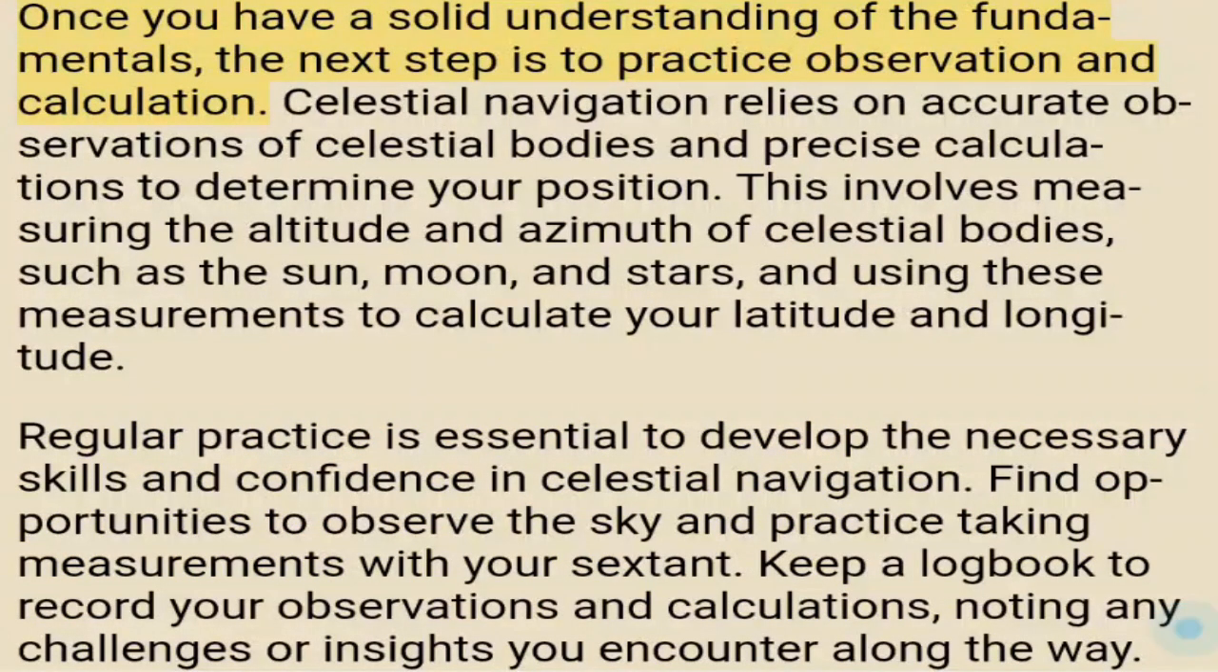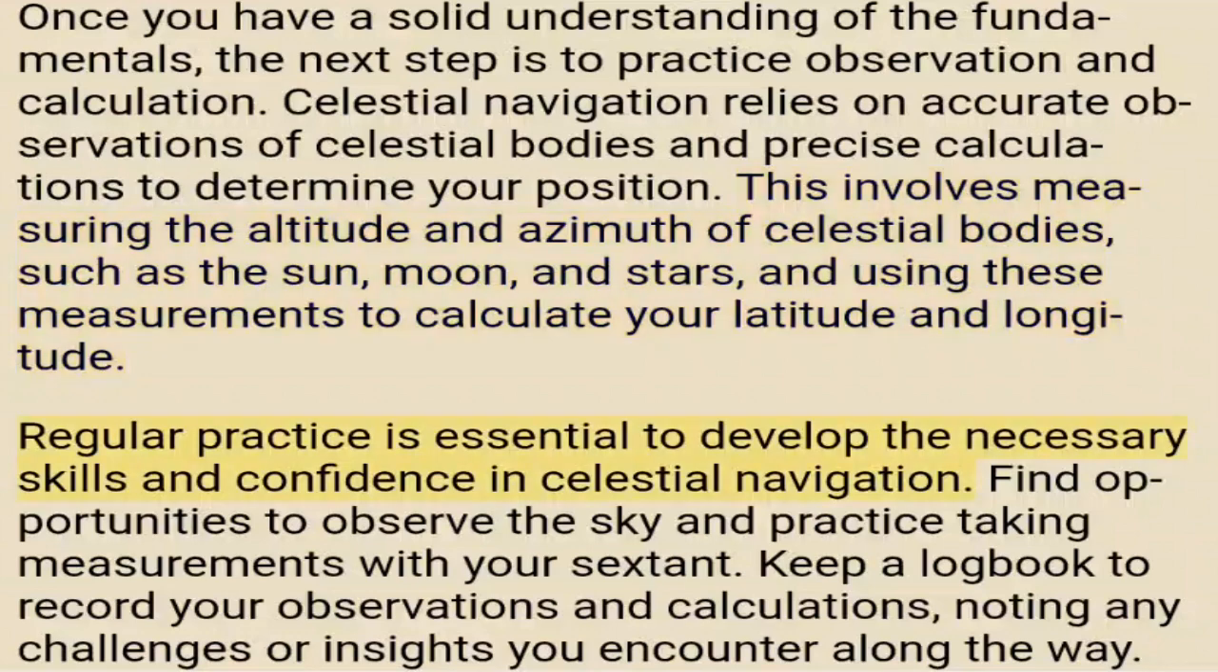Practicing observation and calculation. Once you have a solid understanding of the fundamentals, the next step is to practice observation and calculation. Celestial navigation relies on accurate observations of celestial bodies and precise calculations to determine your position. This involves measuring the altitude and azimuth of celestial bodies, such as the sun, moon, and stars, and using these measurements to calculate your latitude and longitude.